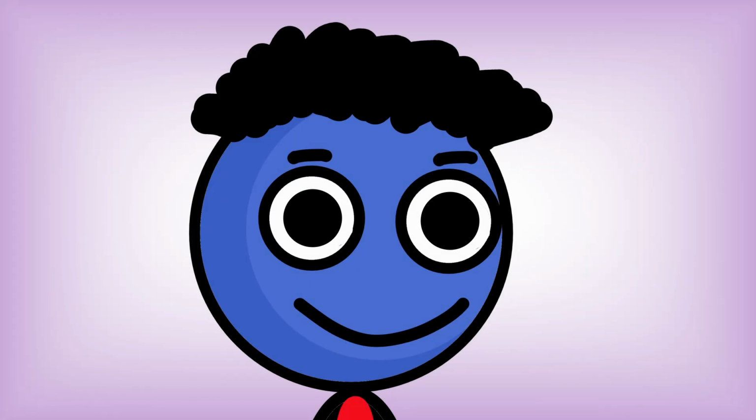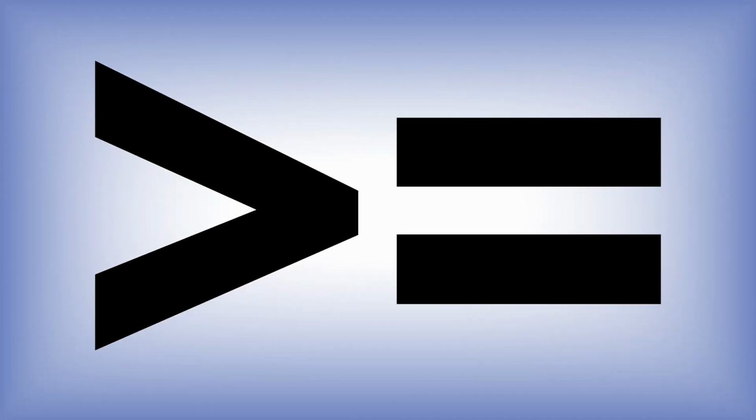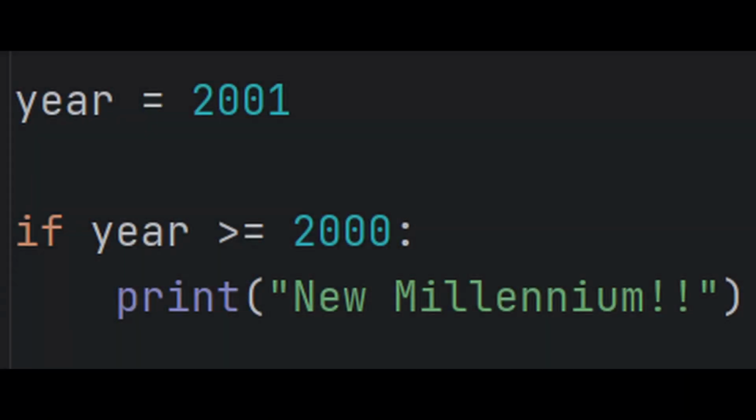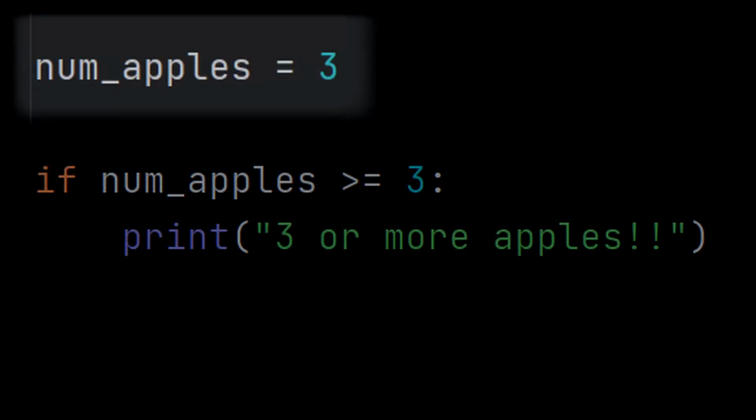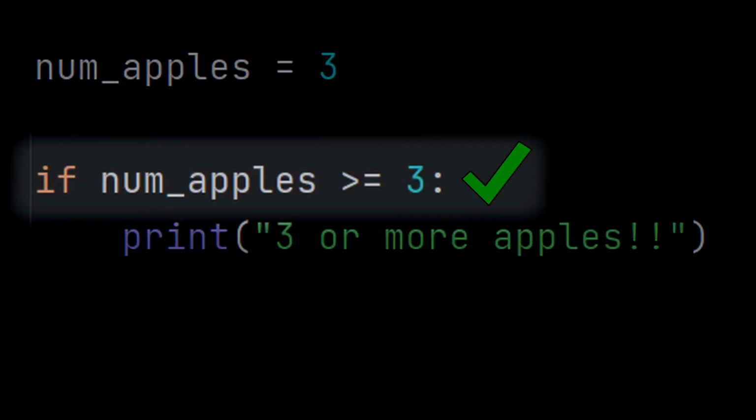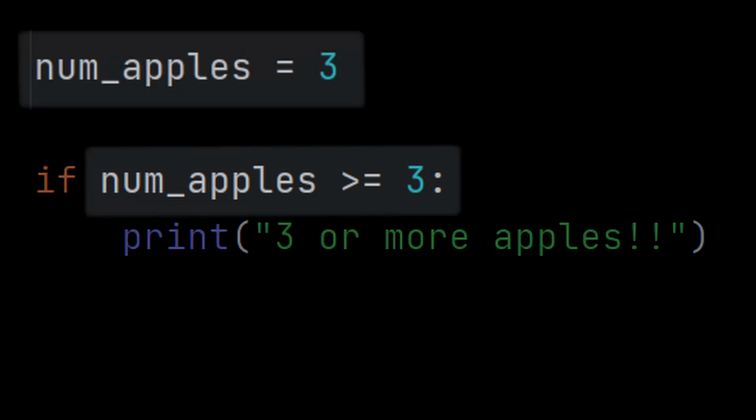Our next comparison operator, the greater than or equal to symbol. It is checking if whatever is on the left of the symbol is greater than or equal to whatever is on the right. Let's set the number of apples to 3. The if statement here would run, since it is checking if the number of apples is greater than or equal to 3, and of course 3 is equal to 3.